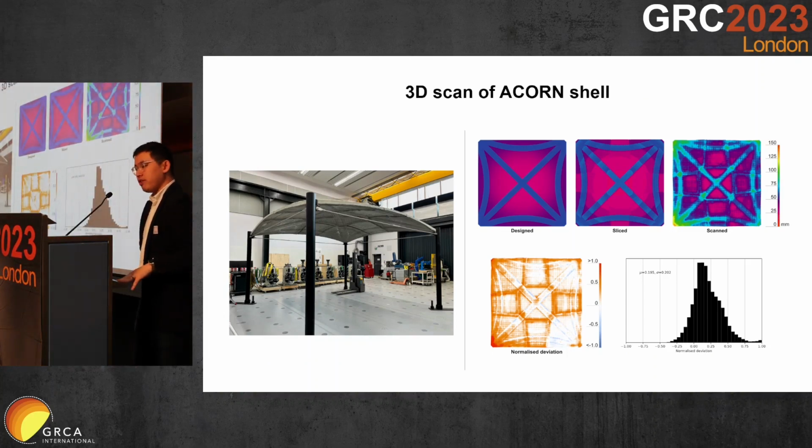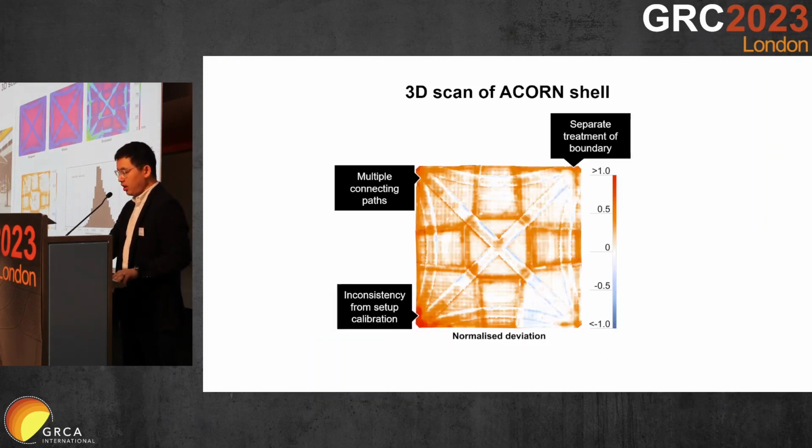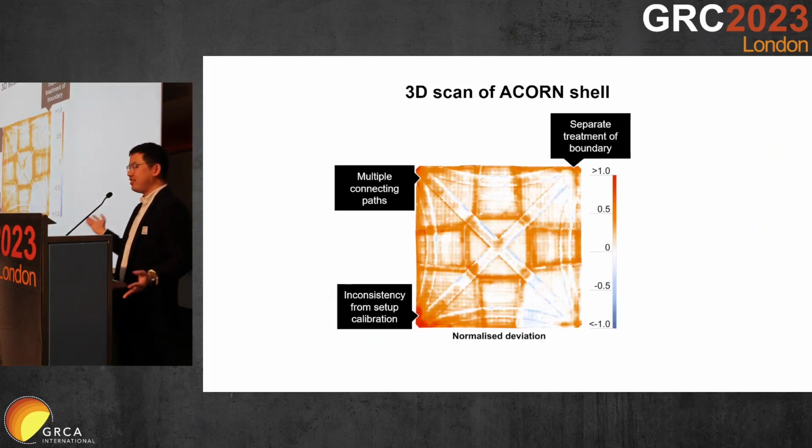With the assembled shell, we've taken a 3D scan of the demonstrator to see how good of an accuracy we've managed to get. So we have comparing the design, the sliced, and the scanned data. You see that there's good correlation, but the scanned geometry has, in some places, an excess thickness compared to the sliced and designed geometry that we've prescribed for this specimen. The good thing is we know why that is.